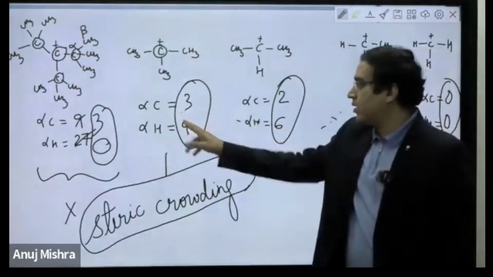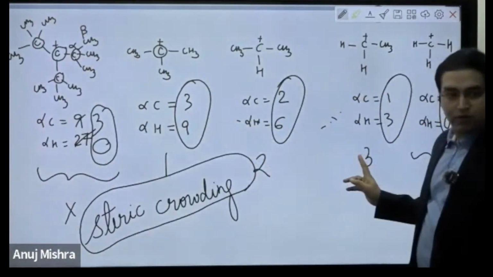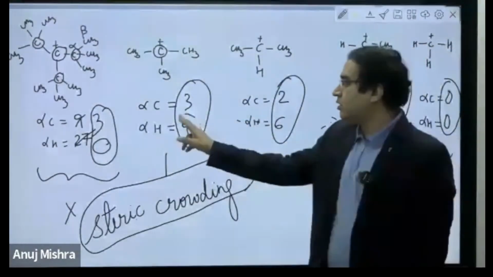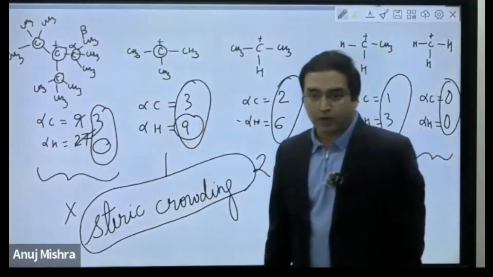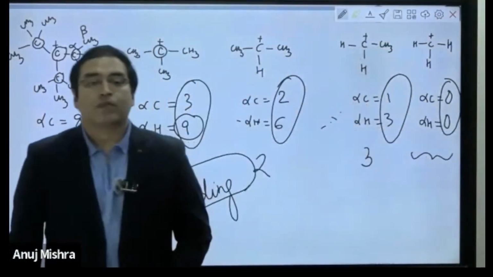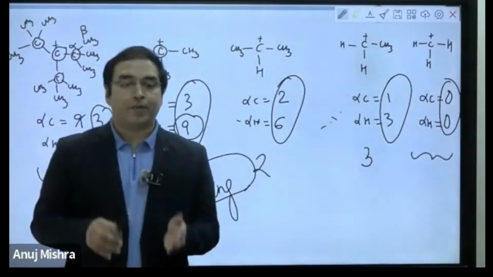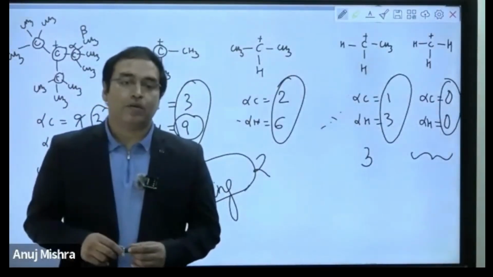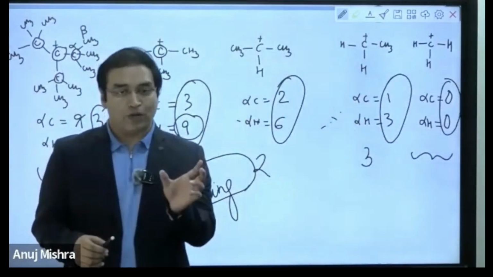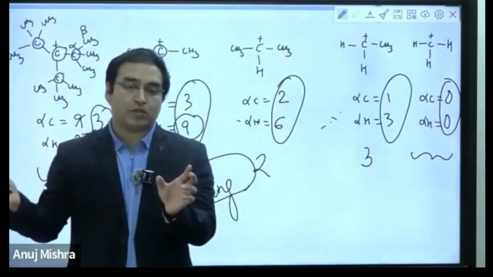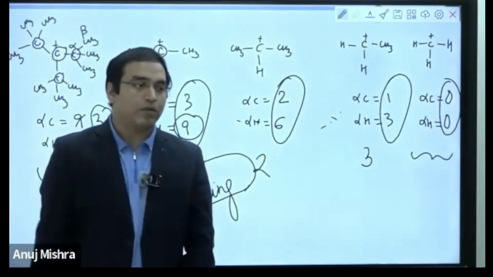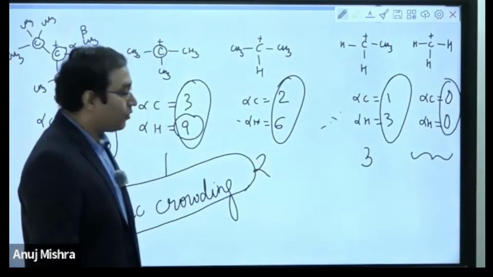This one is best. 1, 2, 3. Because of 9 alpha H. So alpha H is the guiding principle for stability of this. More alpha H, more hyperconjugation structures. No, vacant orbital is one only. More H can support. This can also support. This can also support. This can also support. That's what we discussed before the break.